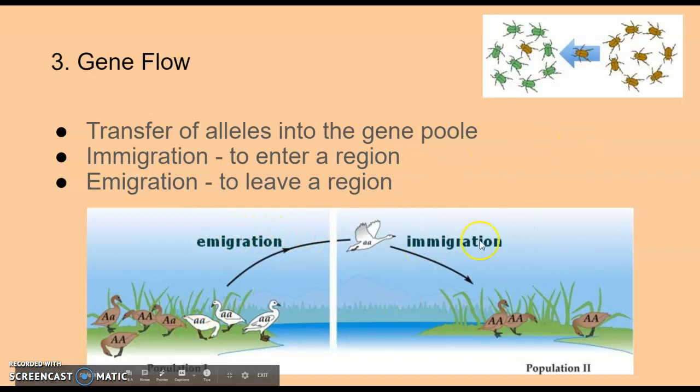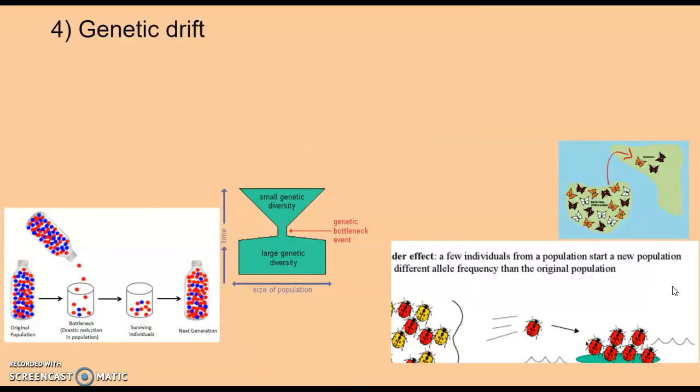This obviously will create variation. If this white bird with little a immigrates to this population, to population 2, this population 2 will now have a variety, right? And natural selection can take place. People often confuse this one, though, with genetic drift. So let's explain the difference here.